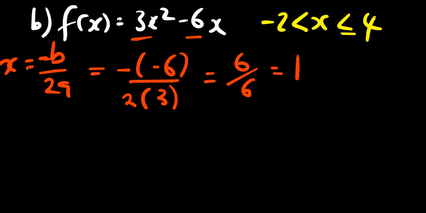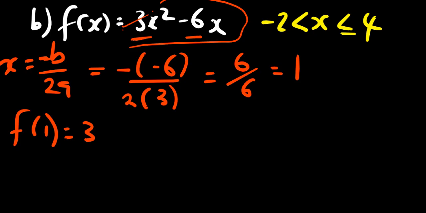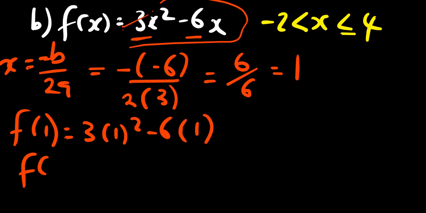What about the value of y? We'll use the same function to find it. We'll say f(1), taking the whole expression but replacing x with 1. So f(1) = 3(1)² - 6(1), which is 3 - 6. This just gives us -3. So we've got the point (1, -3).